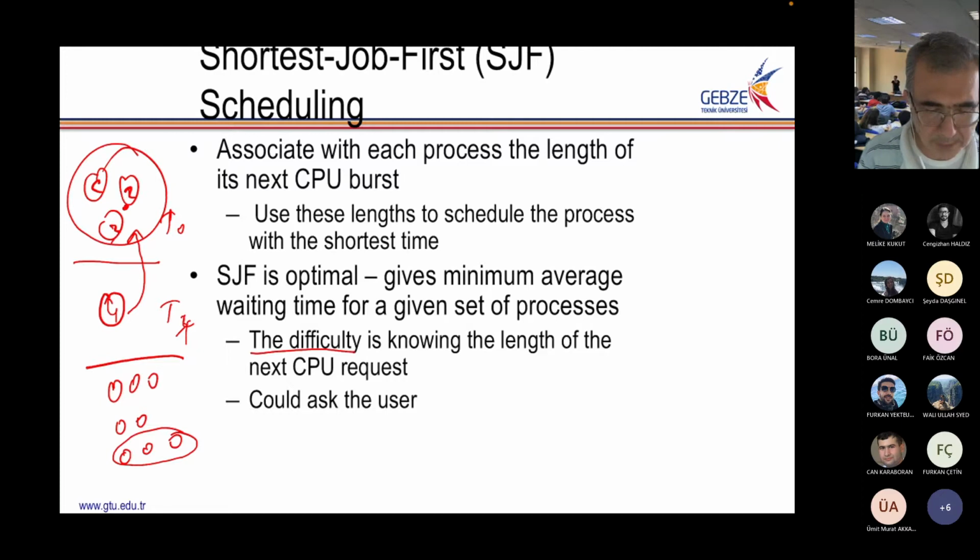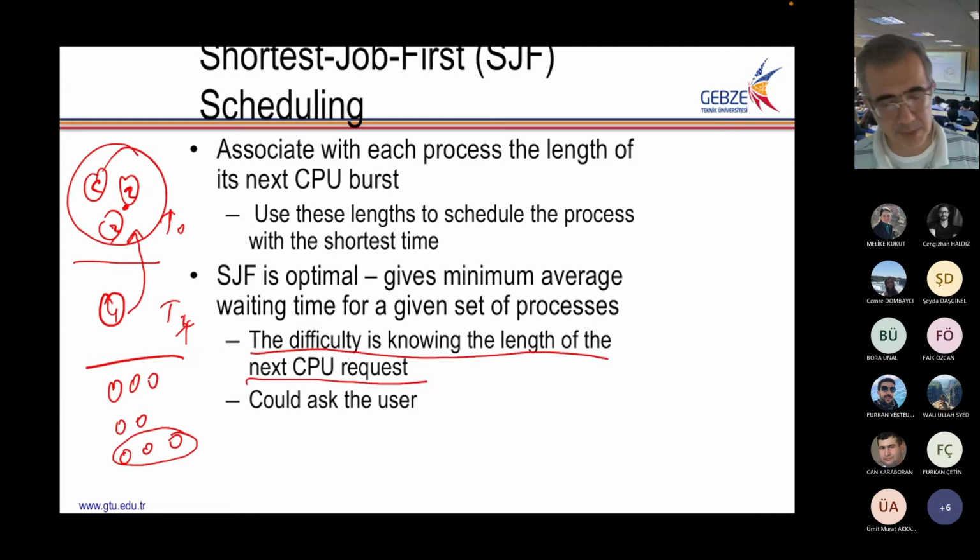The difficulty is knowing the length of the next CPU request. Sometimes you can even ask the user, is it a high priority thing or low priority thing? How long is it going to take? How much priority do you want to give? If it's system software, the software developer can decide on it.